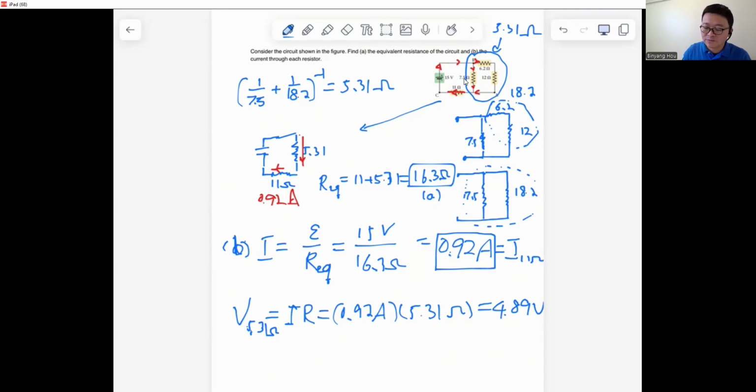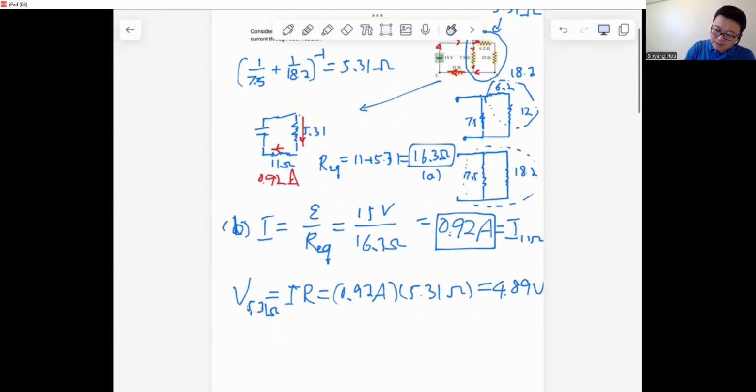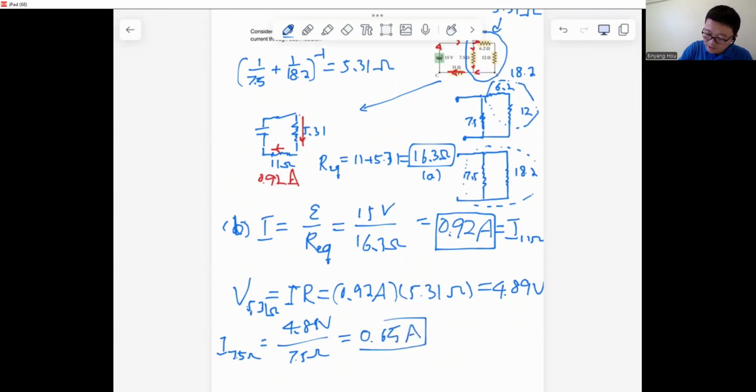So then I through the 7.5 ohms, you can calculate that. I for the 7.5 ohms is then the 4.89 volts divided by 7.5 ohms. So that will be 0.65 amps on that one.